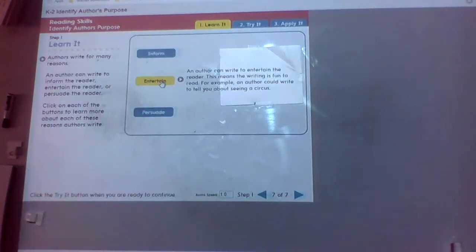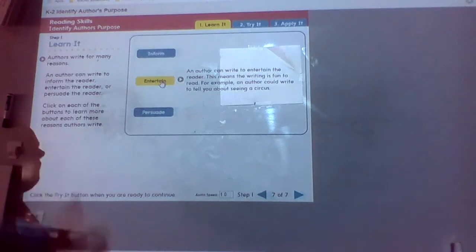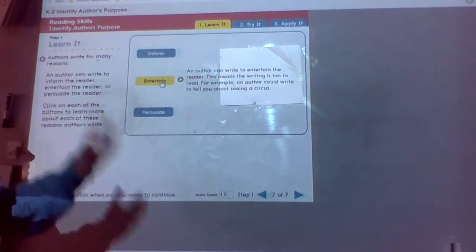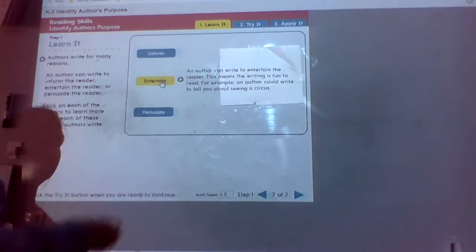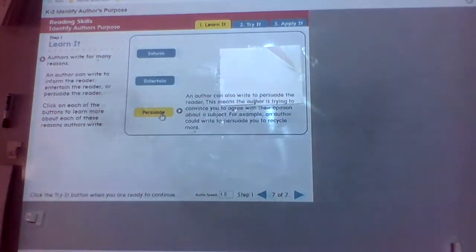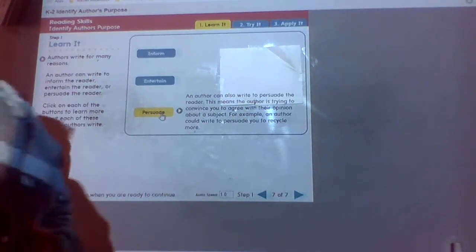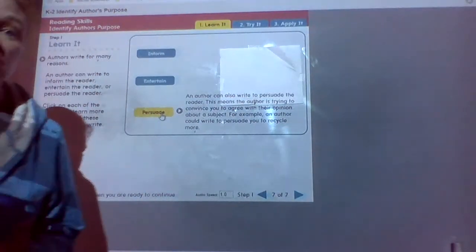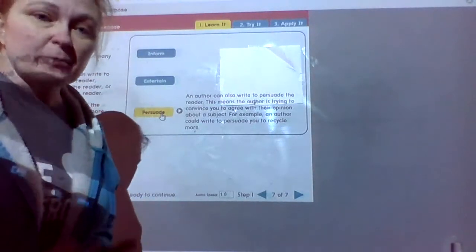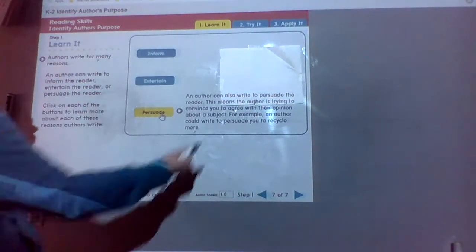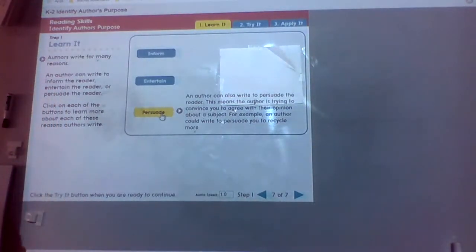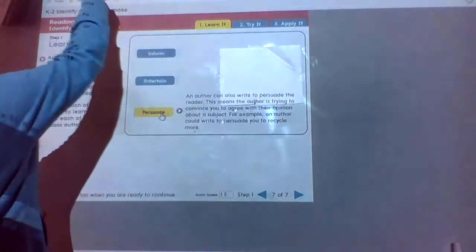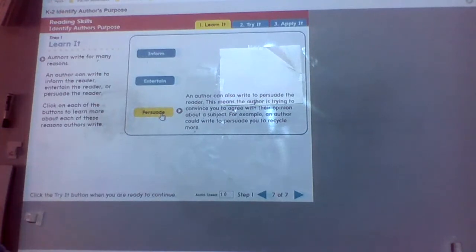The author can write to entertain the reader. This means the writing is fun to read. Okay, so for instance, an author might write about seeing a circus. And again, the persuasion that I was talking about means the author is trying to convince you to agree with them. Okay, so you might think about recycling. Mrs. Isham always comes in here during art and she's always telling you, recycle, recycle, paper recycle, right? She's trying to convince you or persuade you to do something. All right? So keep that in mind when you are reading.